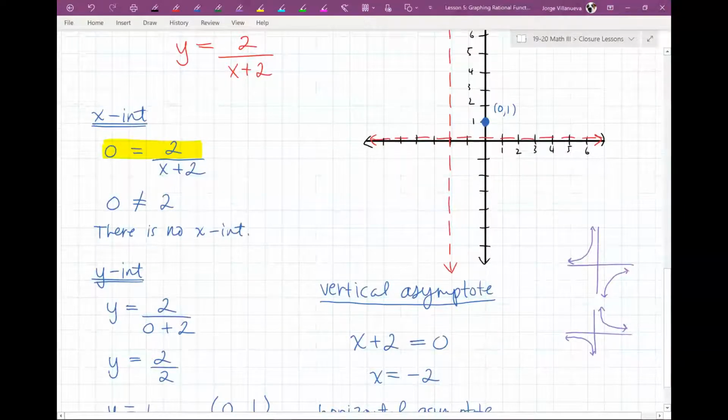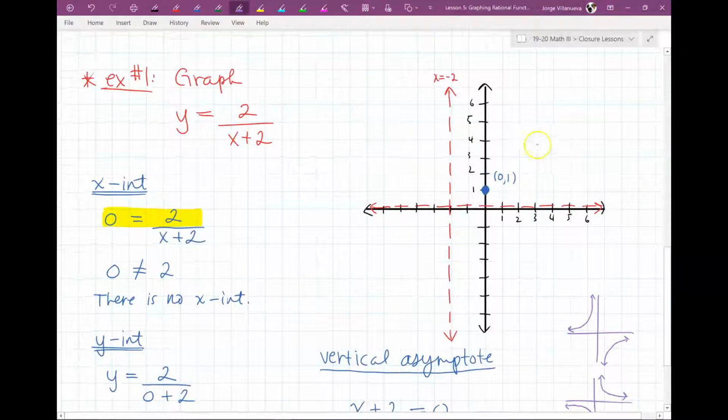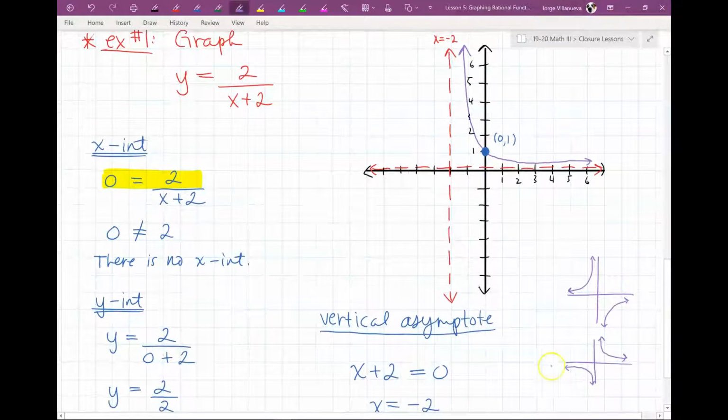If you look, I have to pass through this point right here. So I'm going to start up here. Remember, the red lines are asymptotes. I cannot pass through those red lines, so I'm going to leave that line like that. Notice I'm basically doing this piece right here, the bottom on the right side. So I'm just going to copy another one like this.